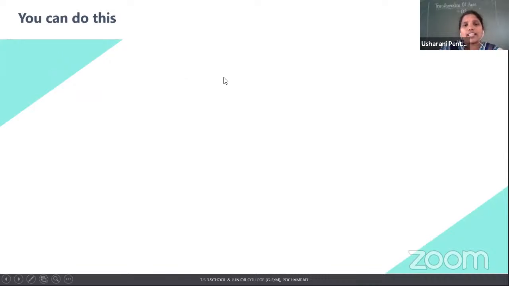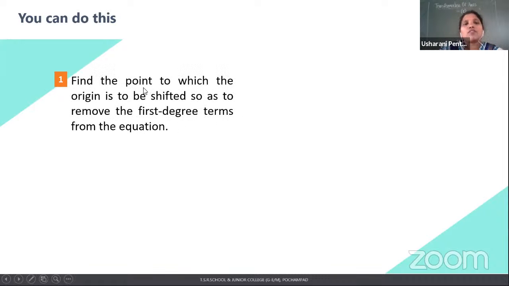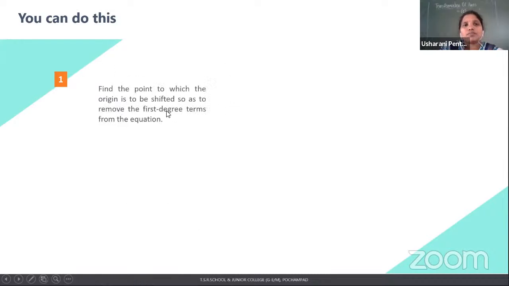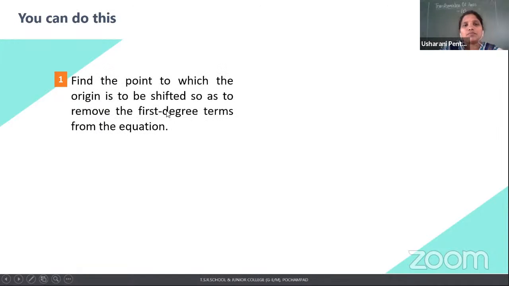Now you can try this at your home. This is given in your exercise. Find the point to which the origin is to be shifted so as to remove the first degree terms from the equation. You need to use that formula, that is minus g by a comma minus f by b. As we don't have any xy term in this equation, just simply use that formula. You will get the answer for this.